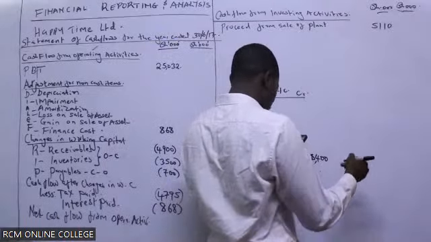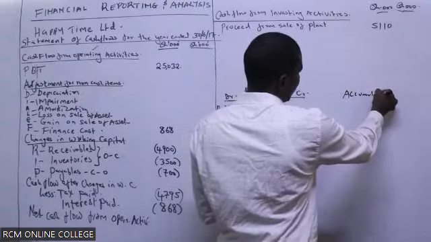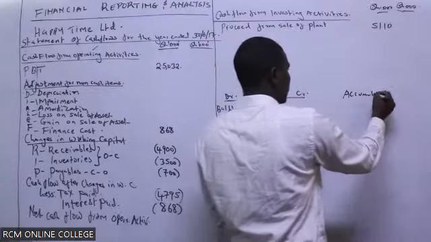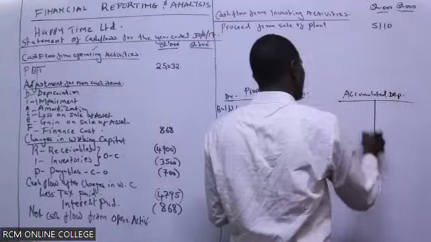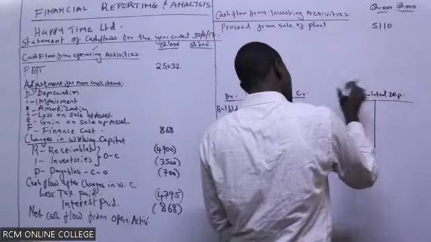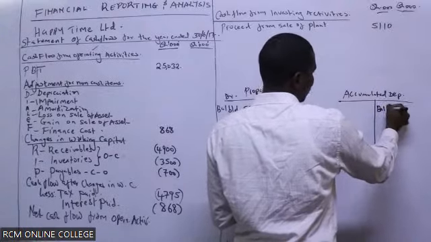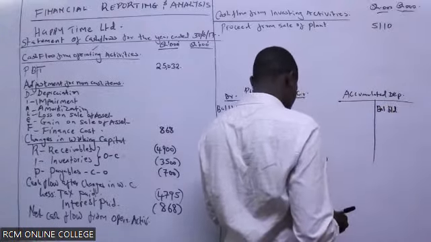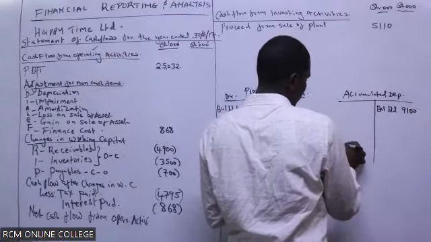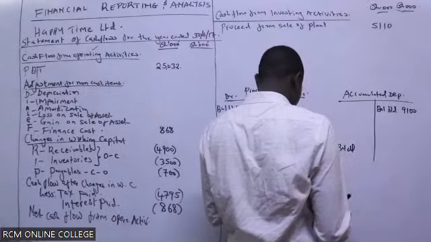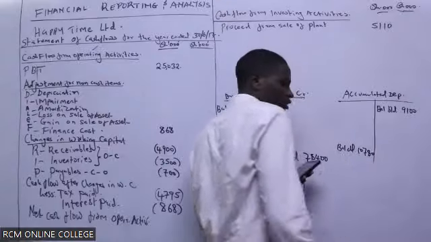And then, do we have accumulated depreciation? Yeah, we have accumulated depreciation here. Hii ndio itatusaidia kupata kama kulikuwa mpaka na disposal. Accumulated depreciation falls under the liability section. So the balance that was brought down was 9,100. Balance carried down ilikuwa 10,780. Accumulated depreciation.